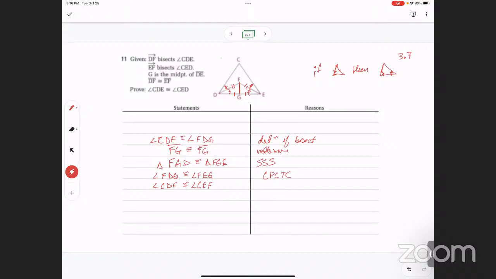Yeah. So we know that CEF, let's see. Let's see, we just said that FDG, see FDG and FEG.